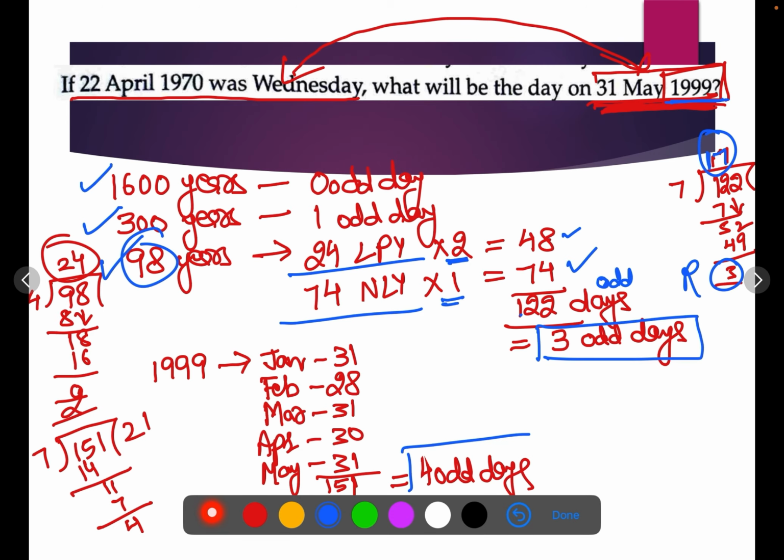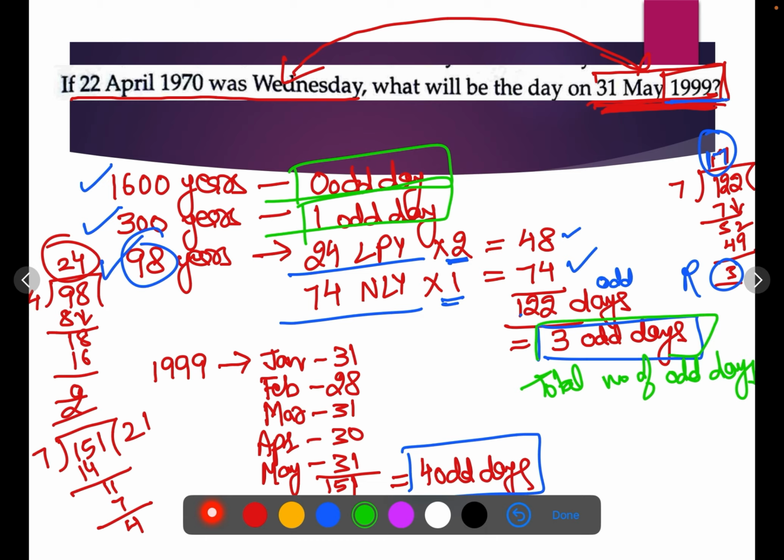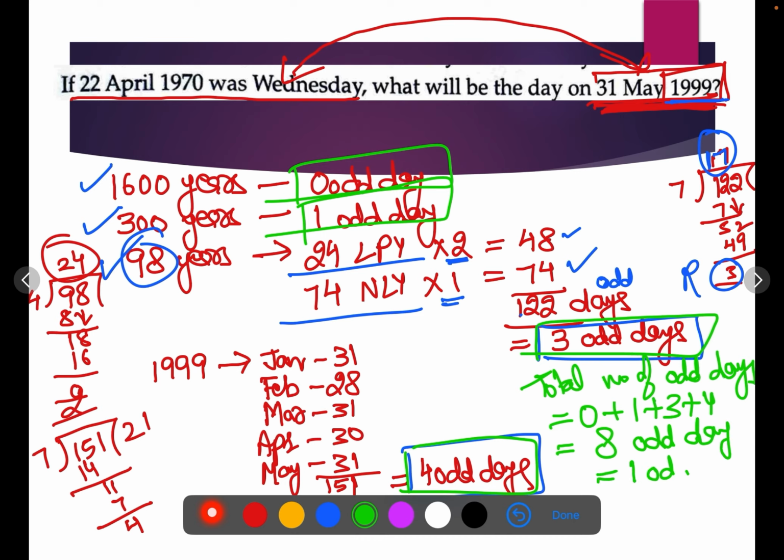Now find out the total number of odd days here. Total number of odd days: 0, 1, 3 and 4. So 0 plus 1 plus 3 plus 4. What does it give me? 8. 8 odd days. So 8 odd days means divide by 7, remainder is 1. So 8 odd days will be equal to 1 odd day.